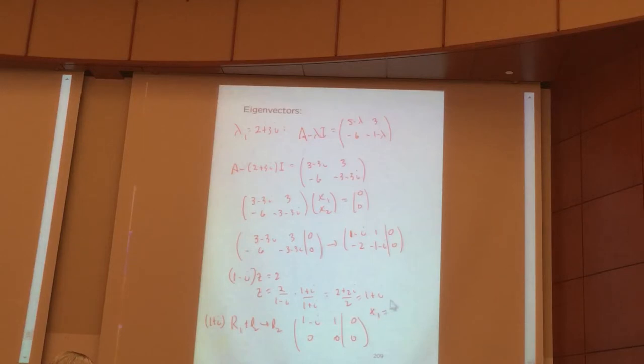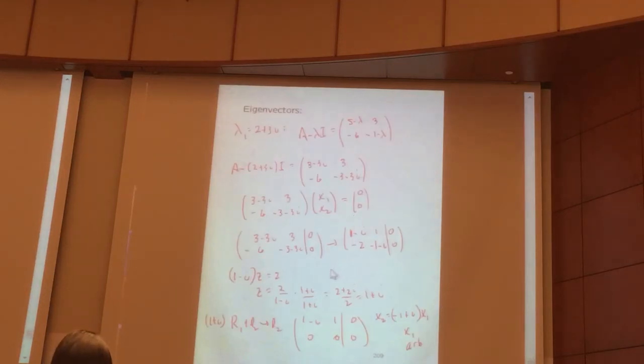This augmented matrix says that x2 is minus 1 plus i times x1, x1 arbitrary. Maybe I'll make a page so I can scrunch it all up here. So let's write it back again. We have x2 is minus 1 plus i times x1, x1 arbitrary. I generally will set x1 equal to 1. But if this turned out to have a fraction, I'd pick for x1 something which would remove the fraction. For example, if this had been halves here, I would have picked x1 equal to 2.